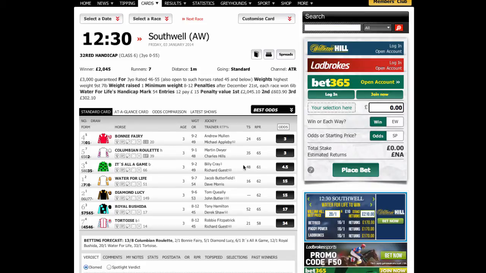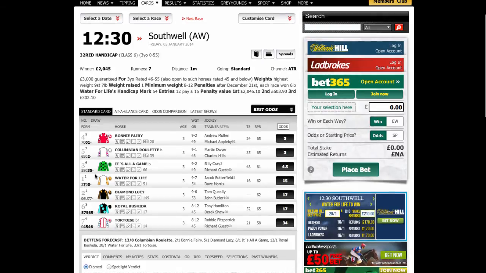Okay. We can see that Bonnie Fairy is a course and distance winner, and Colombian Roulette is a beaten favourite. So we've already got a picture here. Bonnie Fairy is a course and distance winner at a lower weight. Water for Life is at quite a high weight comparatively compared to the other runners. Also higher odds. We can see Water for Life has not won a race recently, and placed in last season 4 races ago. It's All a Game placed just 2 races ago. Colombian Roulette placed last time, and Bonnie Fairy won last time. So we can already see Water for Life is possibly not looking to be the best runner for us here.